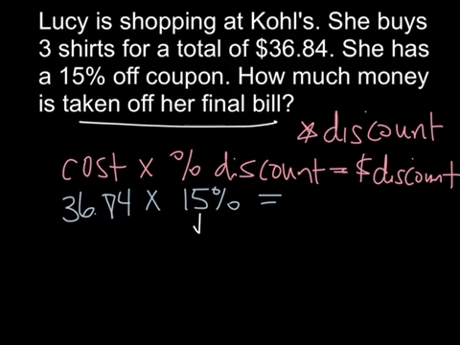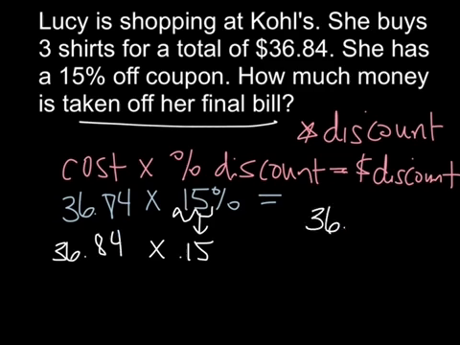Remember that we have to change our percents into a decimal. So we move the decimal point 2 spaces to the left. So 15% becomes 0.15. And now we're multiplying that times $36.84. I'm going to go ahead and set up my multiplication problem. $36.84 times 0.15. And I'm going to go ahead and multiply my problem.